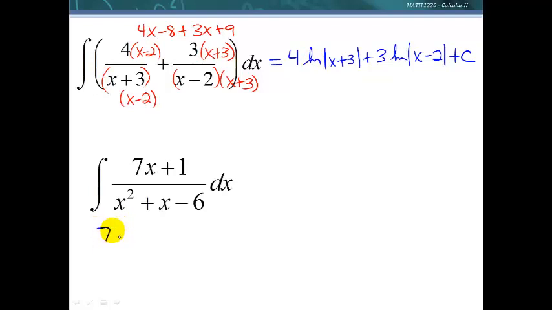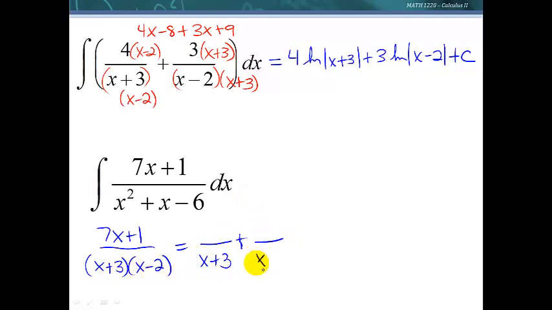So I'm going to take the rational function, 7x plus 1 over, and I'm going to factor the denominator, x plus 3 times x minus 2, and I'm going to set that equal to fractions added together, one of which has a denominator for each of these factors. So this one's going to be x plus 3, and this one's going to be x minus 2. We're going to call the numerators A and B since we don't know what they are. Now, I am going to clear this equation of fractions by multiplying everything by the common denominator, which of course would be x plus 3 times x minus 2.